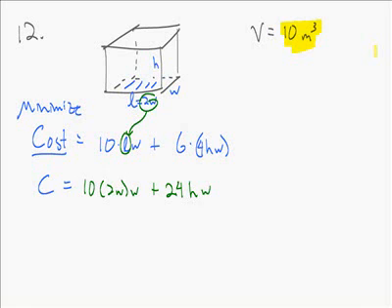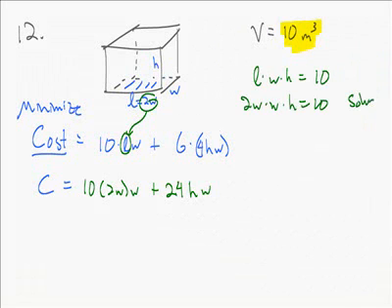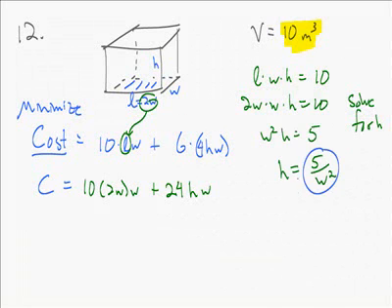volume to the rescue. We are restricted that our volume has to be 10 cubic meters. What's volume equal to? Well, the volume is equal to the length times the width times the height. That has to be 10. Length is the same as 2W, so 2W times W times H is 10. We can solve this now for H. This is just a two-variable equation we can solve for H. So we have W squared H is equal to 5. So H is equal to 5 divided by W squared, which we can then substitute in for H right there.